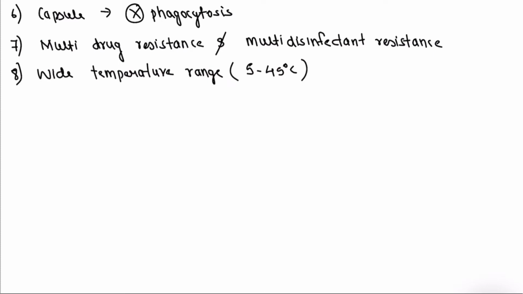The sixth point here is capsule. The capsule inhibits phagocytosis. Pseudomonas is multi-drug resistant, multi-disinfectant resistant, and with a wide temperature range, it can survive between 5 to 45 degrees Celsius.